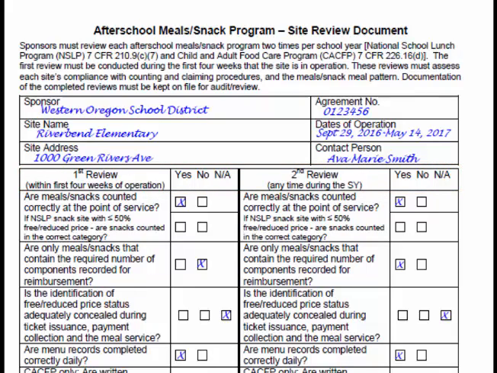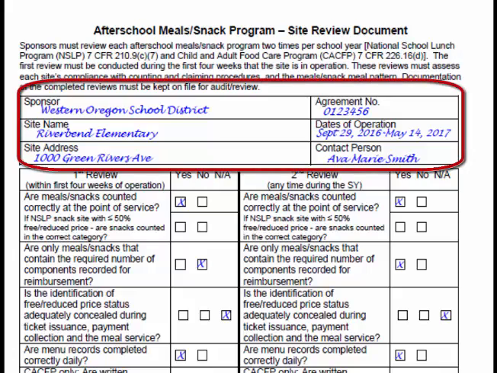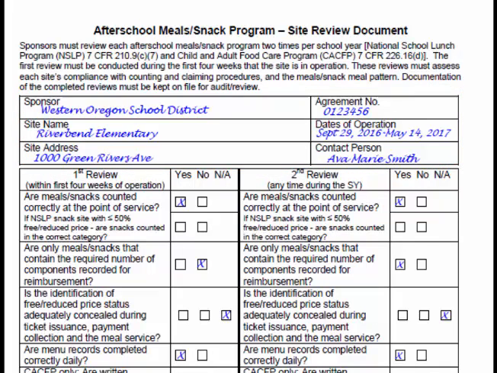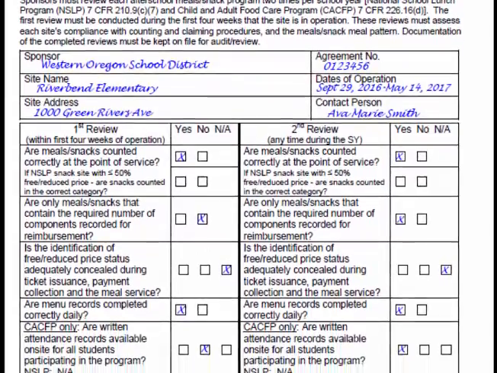For sponsors with many at-risk after-school sites, it would be helpful to fill out the forms at the beginning of the school year with the sponsor name, agreement number, site name, address, dates of operation, and contact person. Using the forms, the sponsor can schedule site reviews for the year and keep track of monitoring schedules.